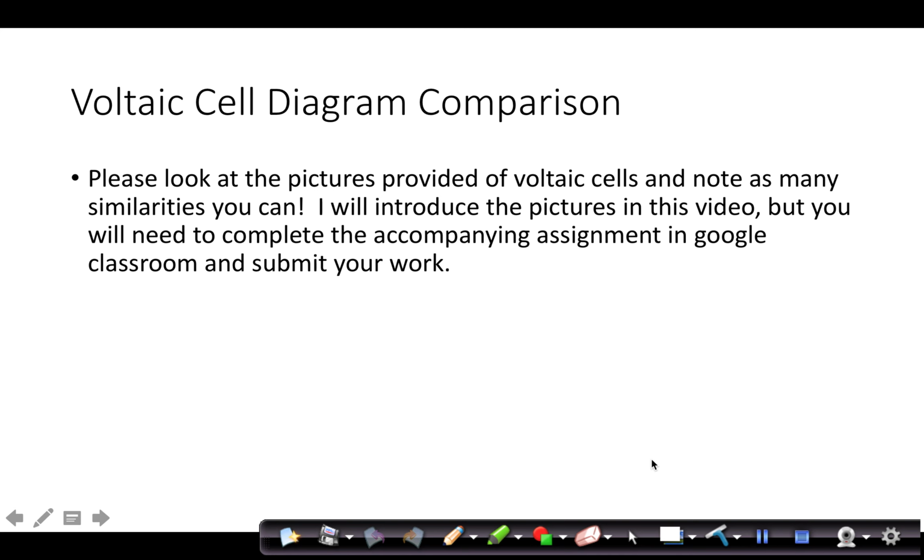But what I'd like for you to do, and there will be an accompanying assignment in Google Classroom, is look at the pictures provided of the voltaic cells and note as many similarities as you can. I will introduce the pictures in this video, but you need to go to Google Classroom to submit your work.